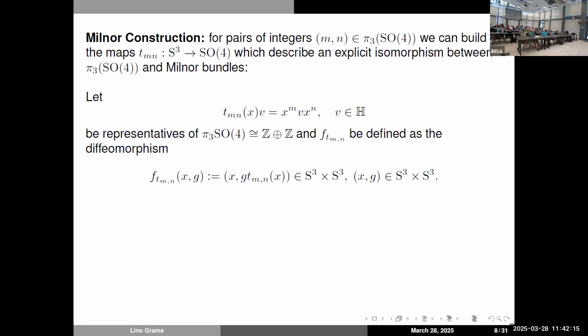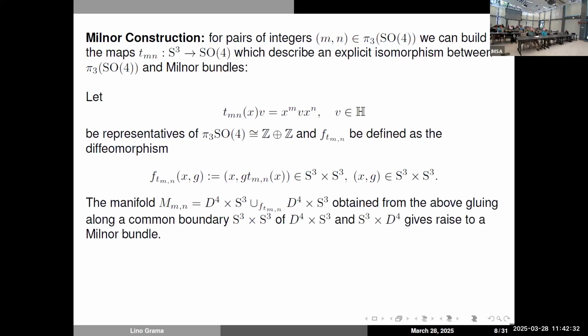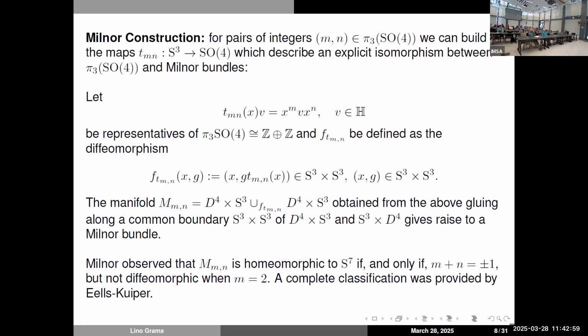And now we can define this function f. This will be the gluing function on the boundary of D4 times S3. We have two copies of D4 times S3, and we glue along the boundary by this diffeomorphism defined above. And then we arrive at the manifold M_{m,n}. And this is a very famous theorem: this gluing gives rise to a Milnor bundle.